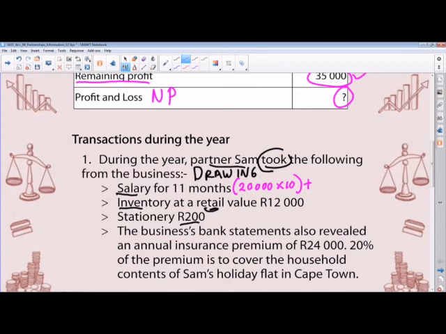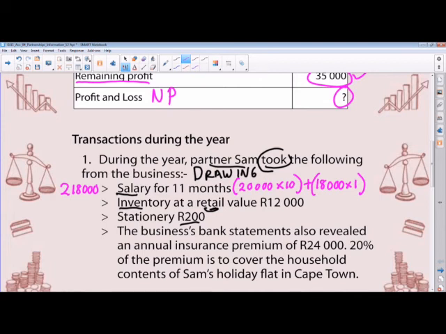So plus 18,000, and this is obviously only for 1 month. Because in total, he's taken salary for 11 months. So in terms of this calculation, we should get 200,000 plus 18,000, so an amount of 218,000. So that's the physical cash that he took from the business.